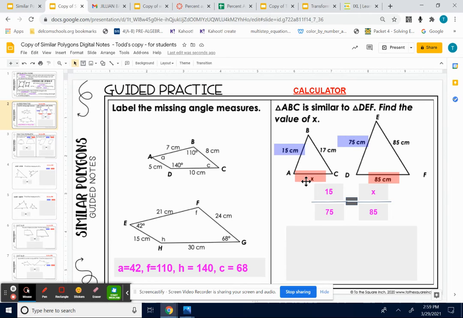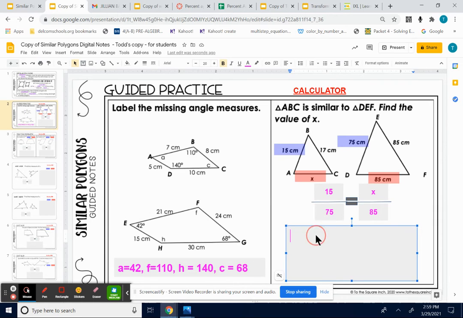As long as you're consistently going either small shape to big shape or consistently big shape to small shape, it should be okay. But I'm a left to right person. I want to go 15 to 75, left to right, is proportional to x over 85, left to right. Okay, here's my proportion.